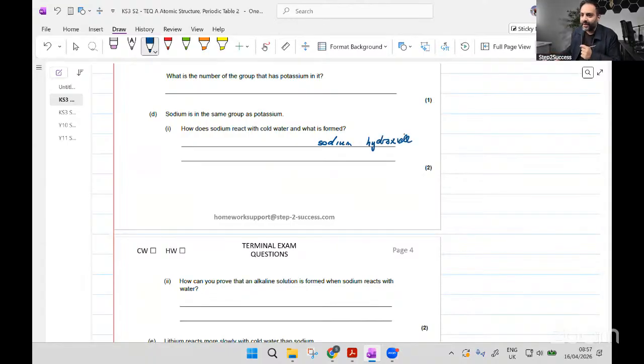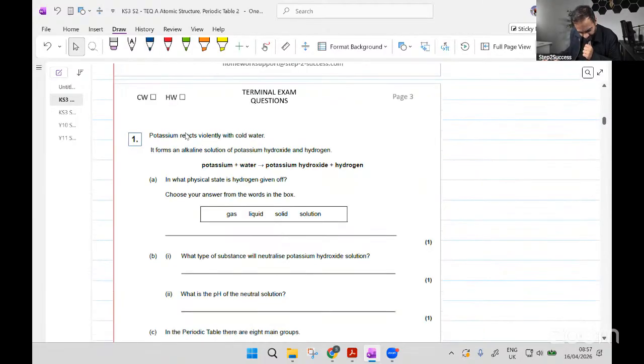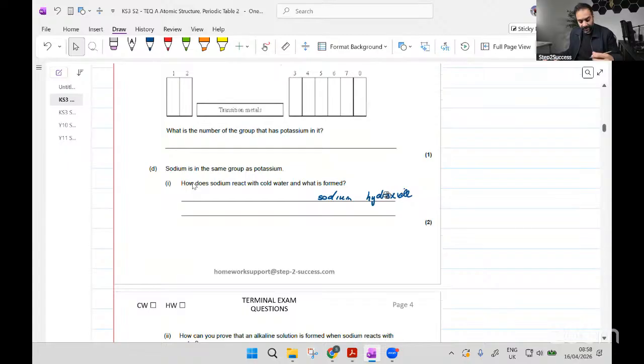And how does it react? Let me just think. I think it's something about quickly. So it reacts quickly. See, just as potassium reacts violently with cold water, sodium does the same thing. So the answer's kind of there at the top, because sodium would do the same thing as potassium because they're in the same group.